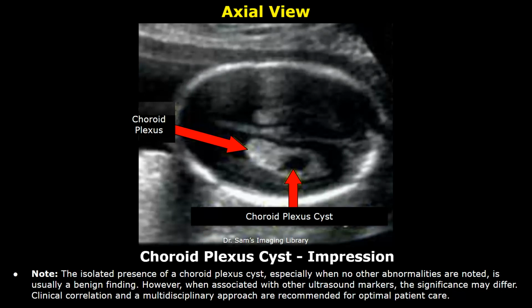The isolated presence of a choroid plexus cyst, especially when no other abnormalities are noted, is usually a benign finding. However, when associated with other ultrasound markers, the significance may differ. Clinical correlation and a multidisciplinary approach are recommended for optimal patient care.